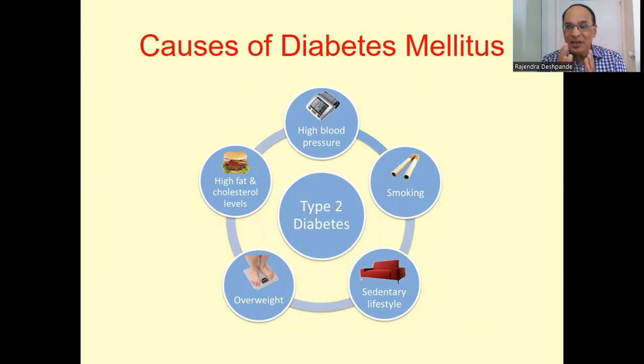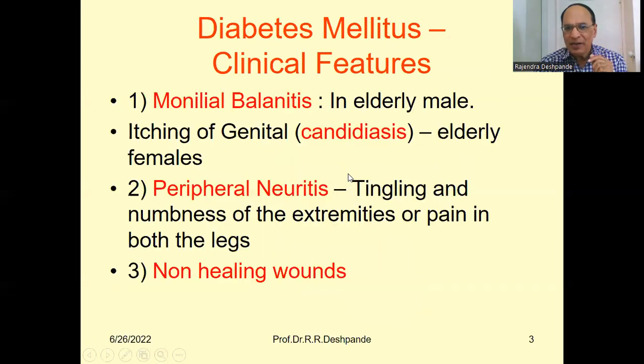So this is a disturbance in carbohydrate metabolism regarding sugar. All these things are associated: sedentary lifestyle, overweight problem, smoking, high fat and cholesterol level, high blood pressure. These are all directly or indirectly contributing to the problem of type 2 diabetes mellitus.